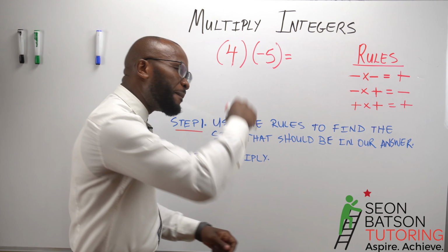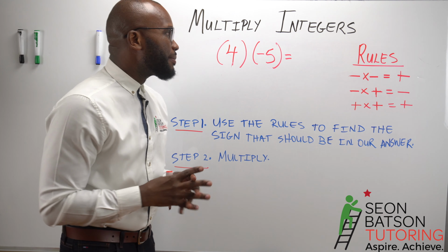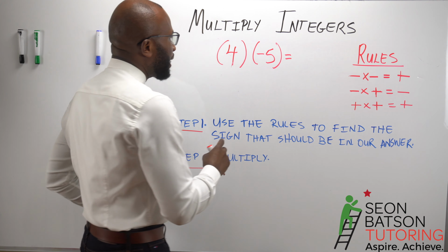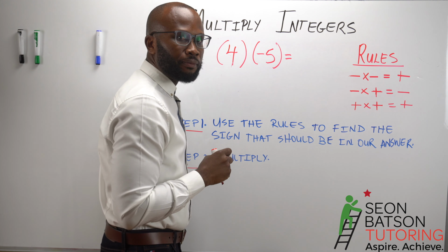All right, welcome back. Let's see here if we will get the same answer. So we're multiplying a positive 4 by a negative 5.